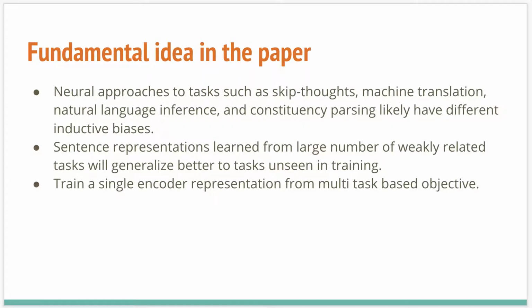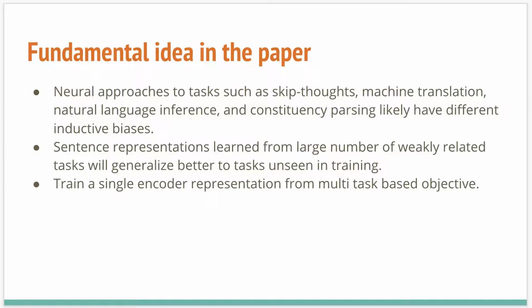So, in this paper, the fundamental idea the authors are proposing is that there are multiple tasks which are trained separately, like skip-thought vectors or machine translation or natural language inference, as well as constituency parsing. And all these tasks actually have different inductive biases.